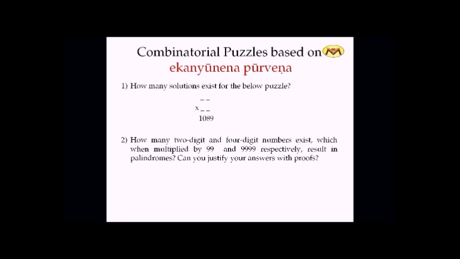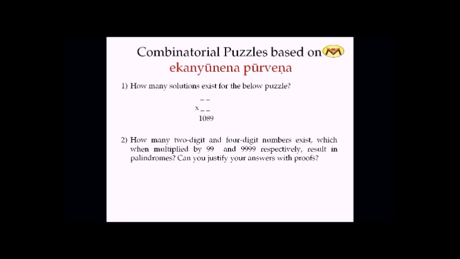When it's a question of how many, we need to find out how many numbers exist, and the next question that we can ask them is, can you prove it using any logic or using algebra that only that many two-digit numbers exist which when multiplied by 99 give us a palindrome? Same for 9999.